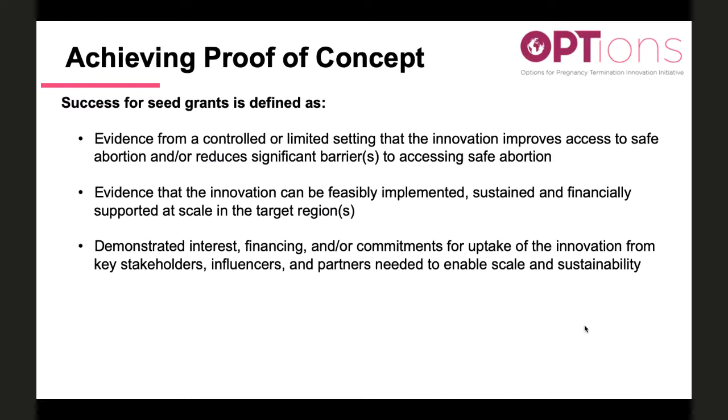Now, some of these will come later in the award. We understand that if this is a very new idea, you may not have demonstrated interest or commitment from key stakeholders at this point. What we would look for is that you've started to think about who those partners might be, and you have a plan in place to start those connections throughout the proof of concept award, so that if you do achieve proof of concept and your innovation is successful and you are a good candidate to transition to scale, you have some of these things already in place.